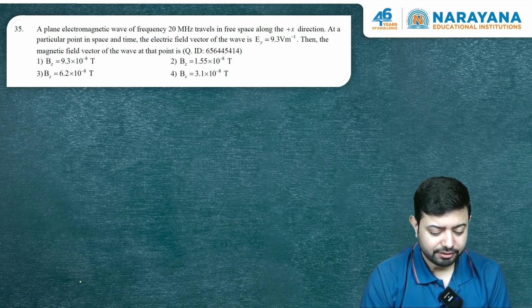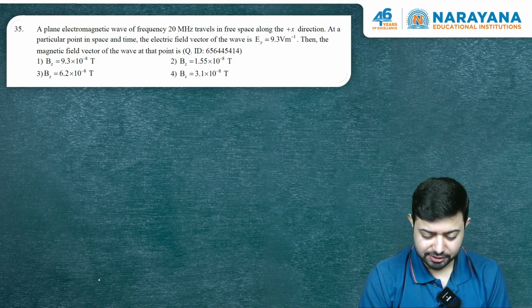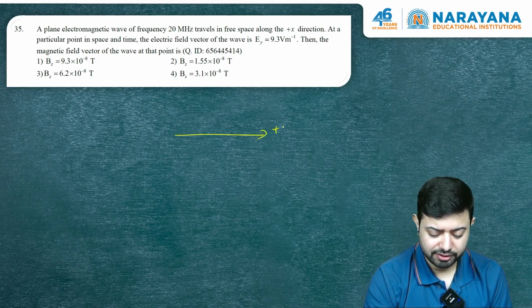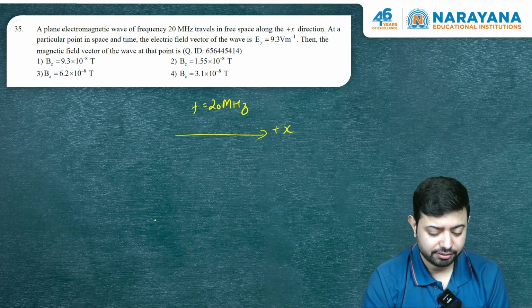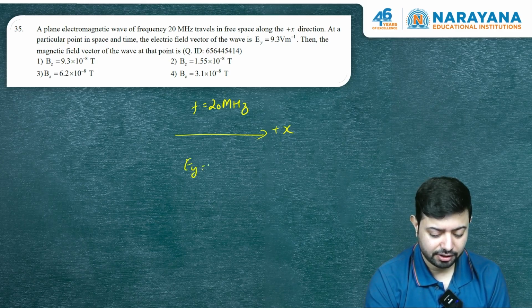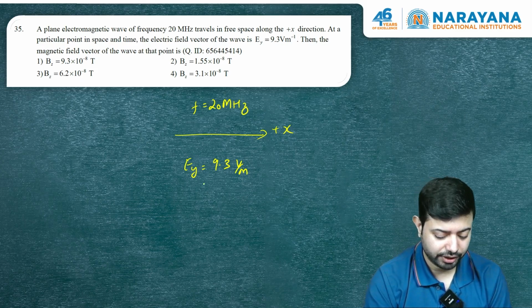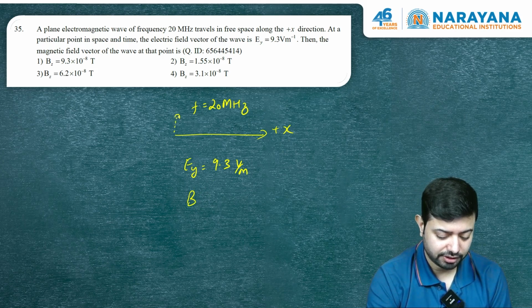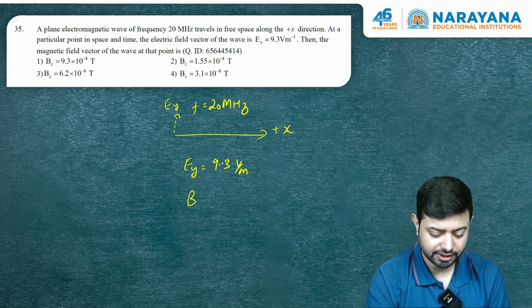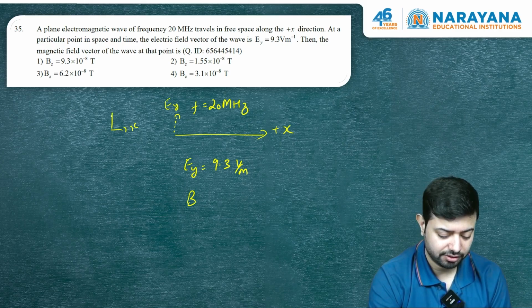A plane electromagnetic wave of frequency 20 megahertz travels in free space along the positive x direction. So, it is traveling in the positive x direction and frequency is given as 20 megahertz. Okay. At a particular point in space and time, the electric field vector of the wave is given, E y, 9.3 volt per meter. Then the magnetic field vector of the wave at that point will be along which direction? By the way, suppose this is the electric field E y direction, in the y direction, let us take this x, then this is y, then out of the board will be positive z.